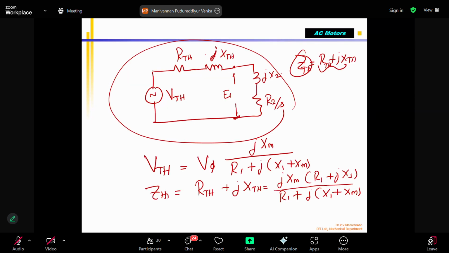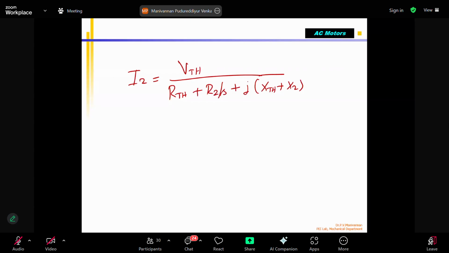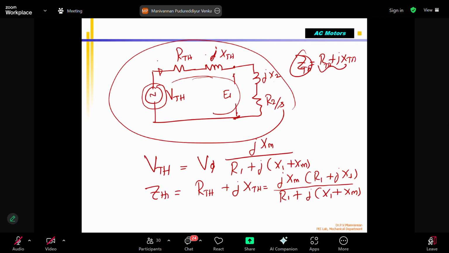Okay. For understanding, I will show you why. Please note that all four elements, V Thevenin, R Thevenin, X Thevenin, X2, R2, are all in series. So that means the current I2 is nothing but V Thevenin divided by the impedance. This current is I2, the current flowing from V Thevenin. V Thevenin is a voltage source, a voltage induced in the rotor. It's called V Thevenin, which we already know how to compute.